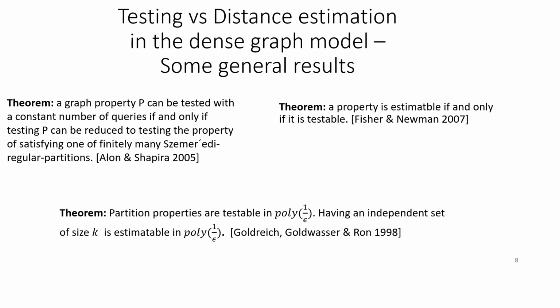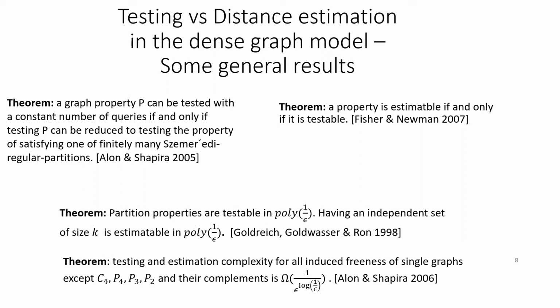Goldreich, Goldwasser, and Ron show that properties called partition properties are polytestable. For a subset of these, they also show poly-estimability. Implicit in more recent work and clarified in our paper, it is shown that all partition properties are in fact poly-estimable.